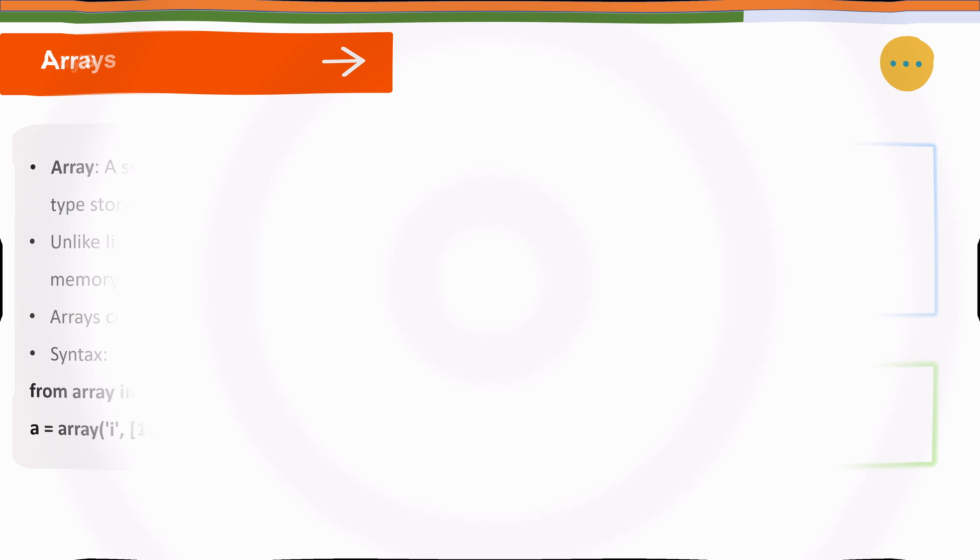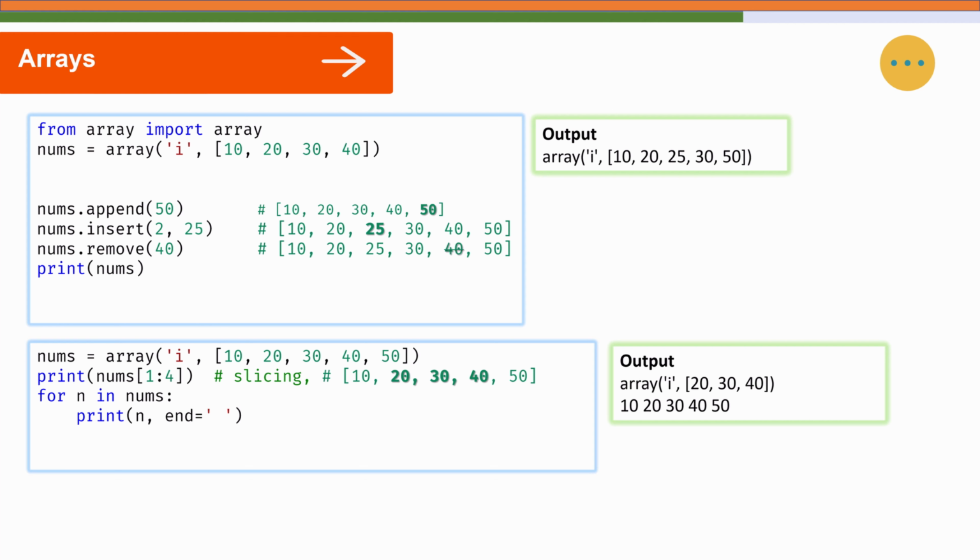Arrays support many of the same operations as lists. You can append elements, insert at positions, and remove values. However, all inserted values must match the array's type code.